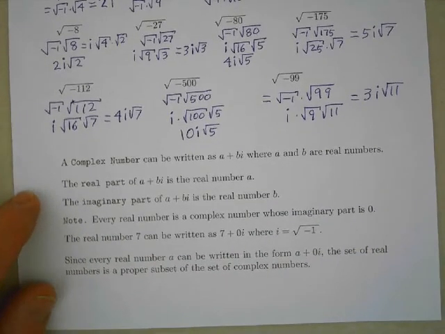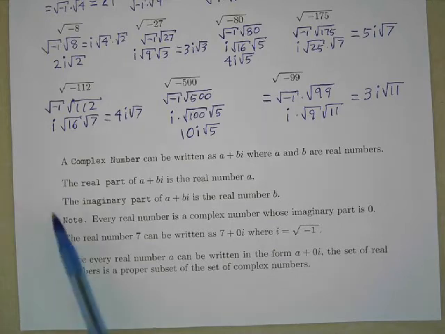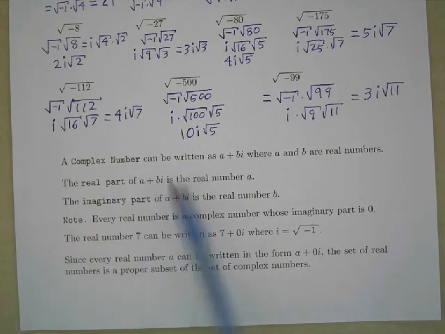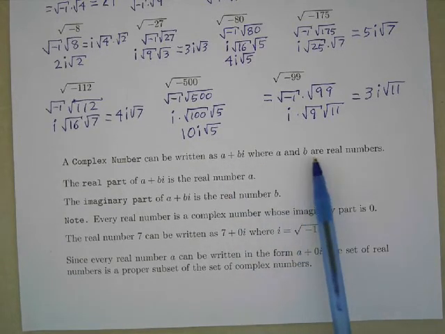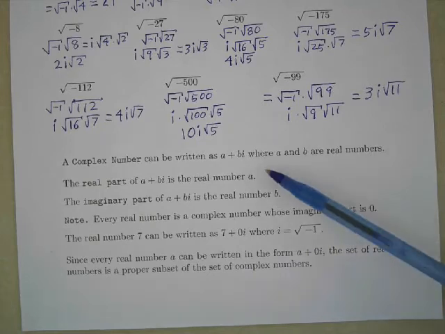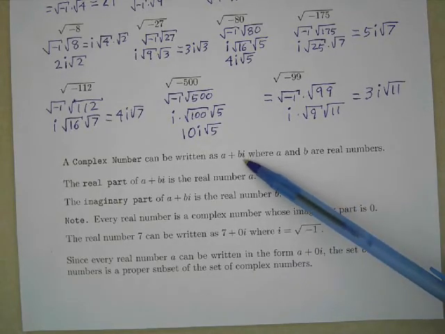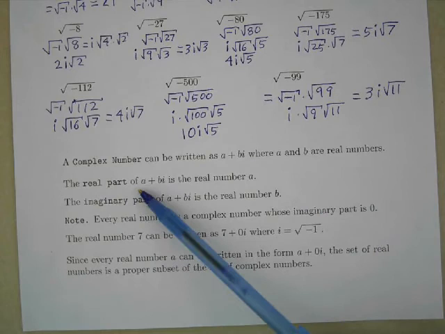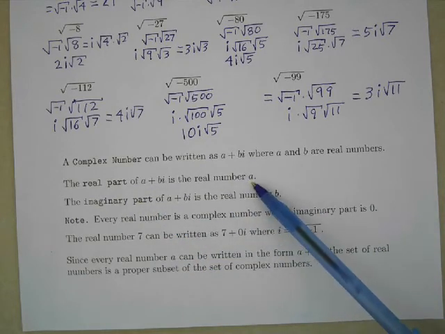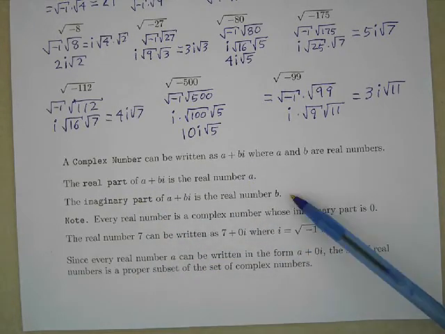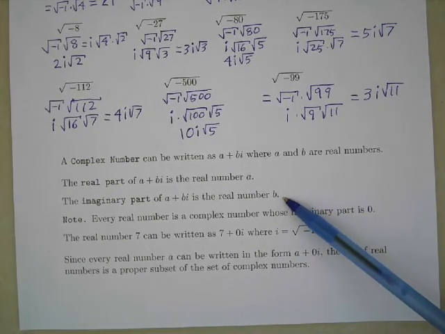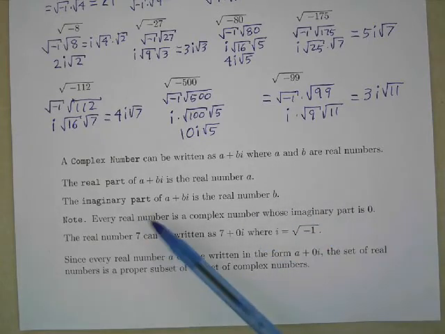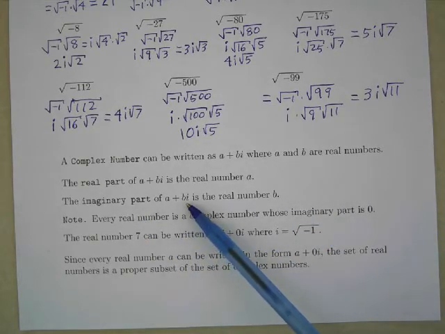Okay, a little bit more information about complex numbers. A complex number can be written in the form a plus b times I, where a and b are real numbers, and I is the square root of negative 1. The real part of a plus bi is the real number a, and the imaginary part of a plus bi is the real number b. So the imaginary part is the coefficient of I. It's the number that you multiply by I.